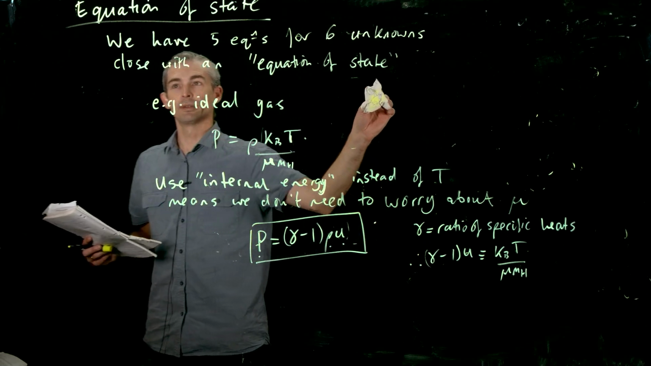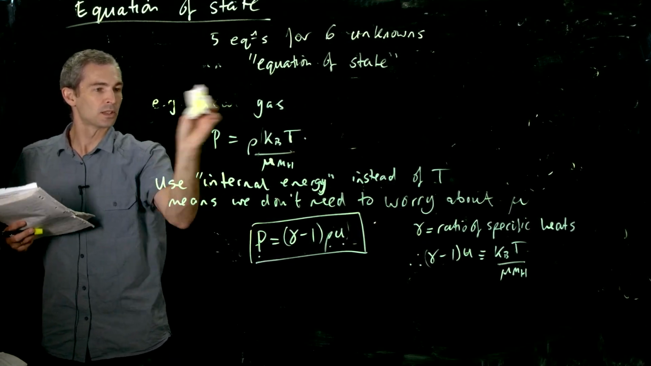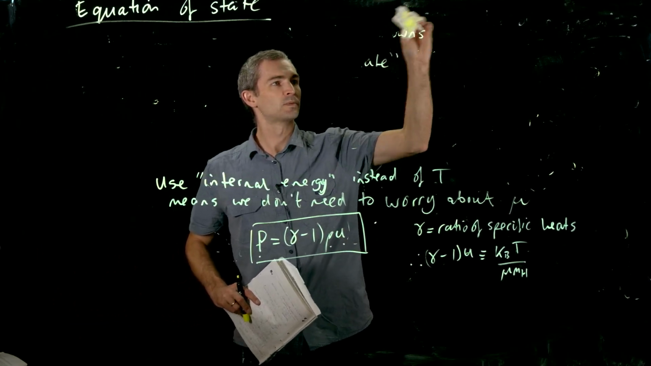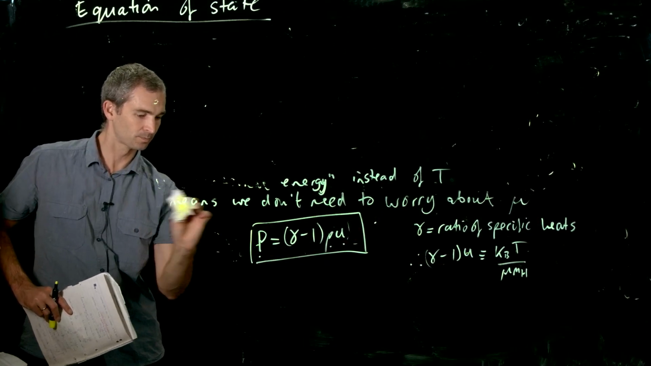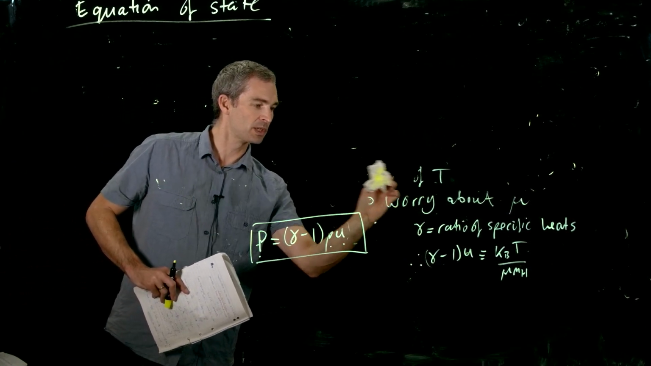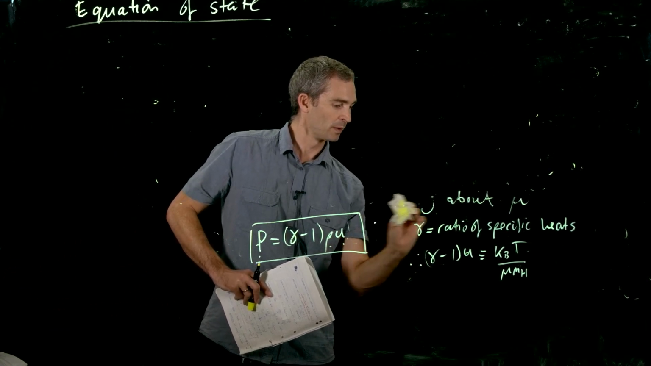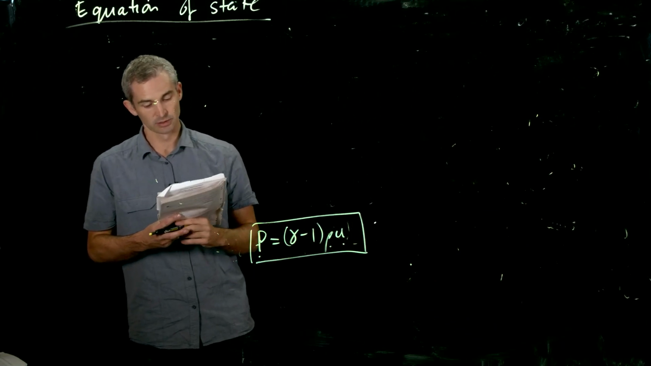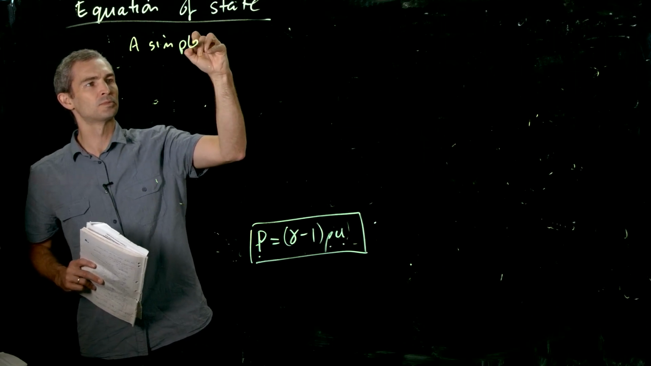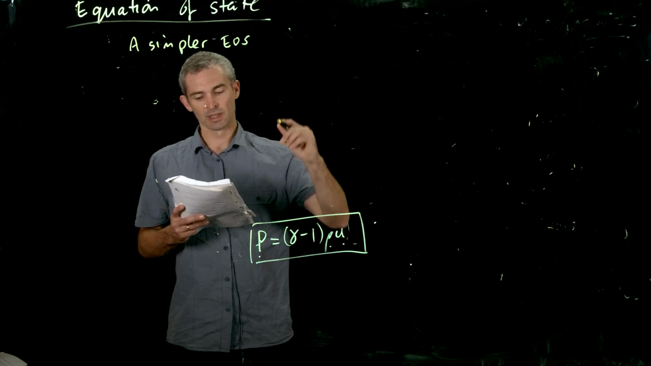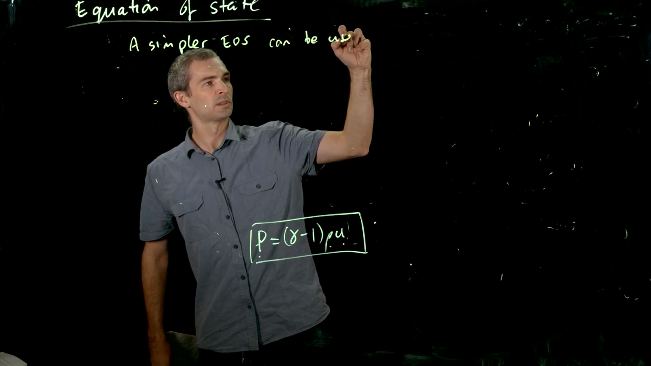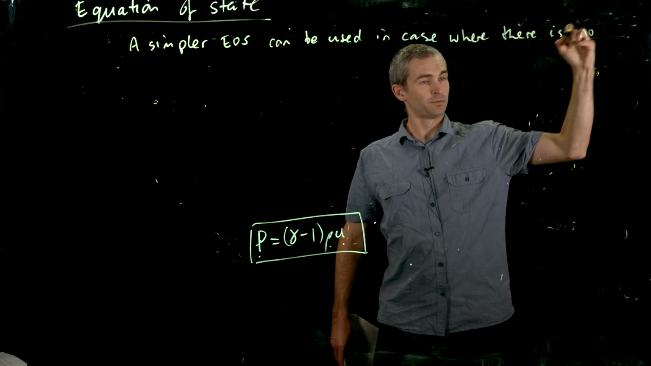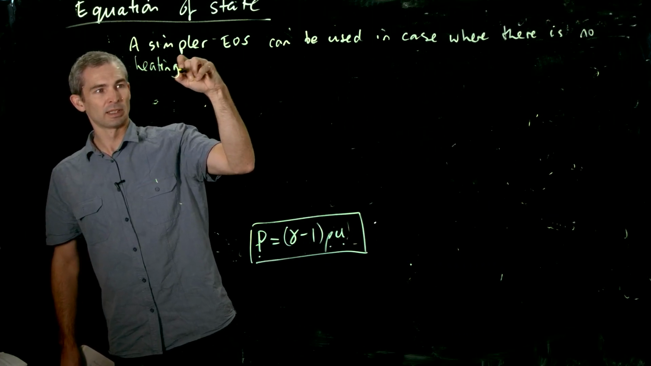All right, so I want to show you one little trick already. So we've got our P equals gamma minus 1 rho u. But we can simplify this. So if there is no heating and cooling, we can actually get rid of our energy equation and we don't need to solve it. And I'll show you what that looks like. And you're going to do this later in the course as well. So a simpler equation of state, EOS for equation of state here, can be used in the case where there is no heating and cooling.